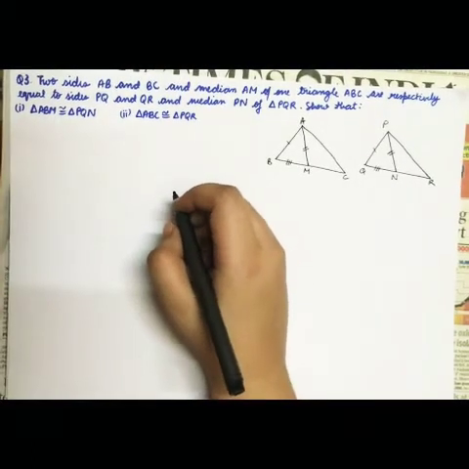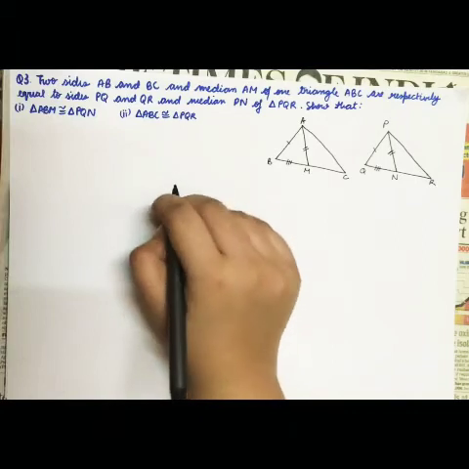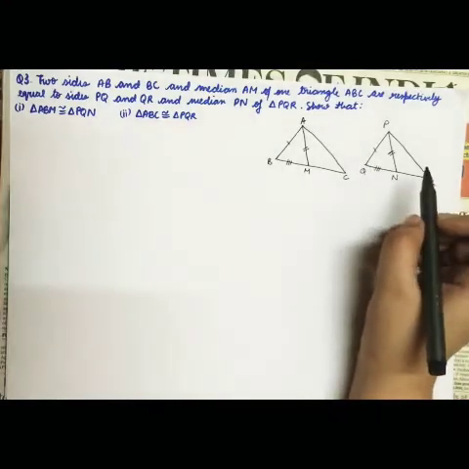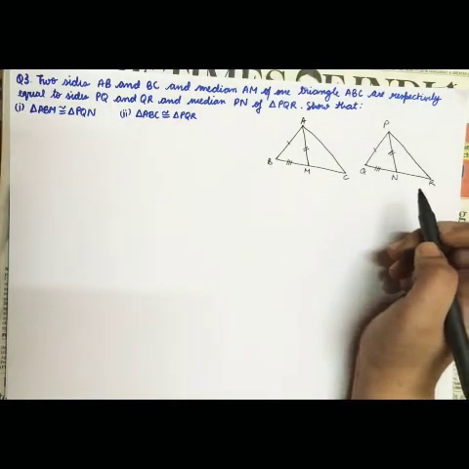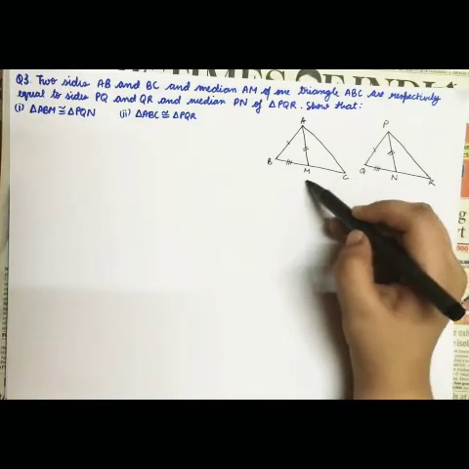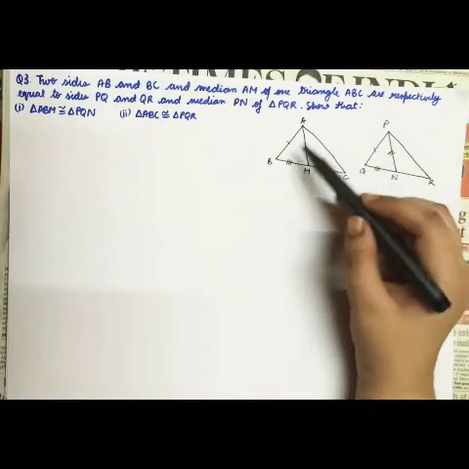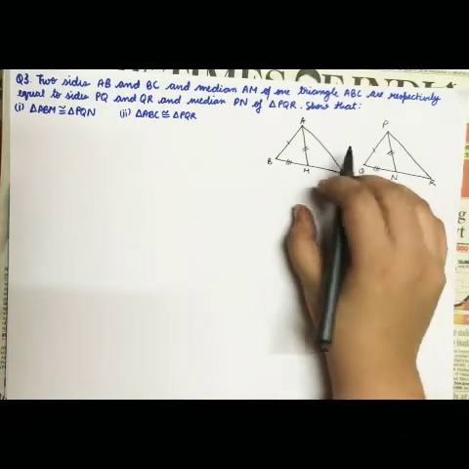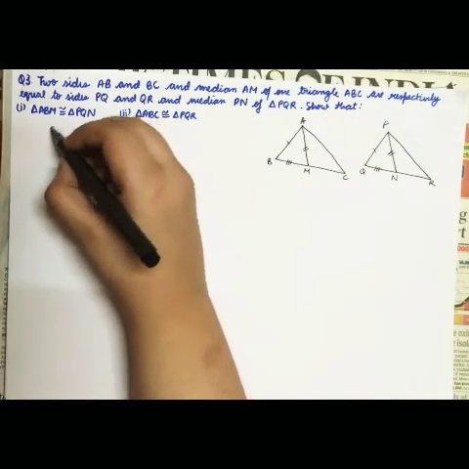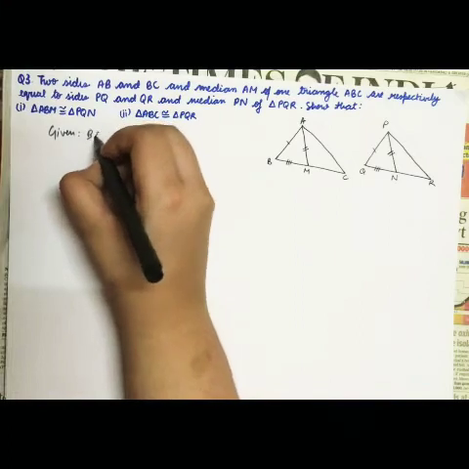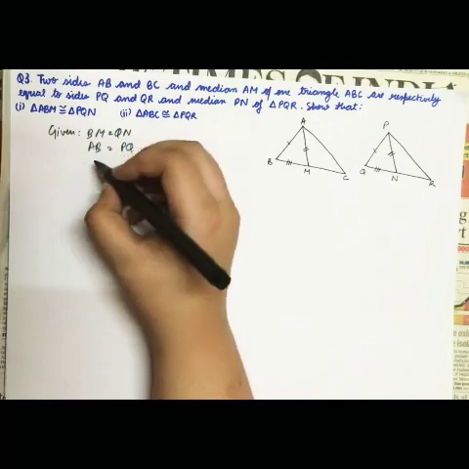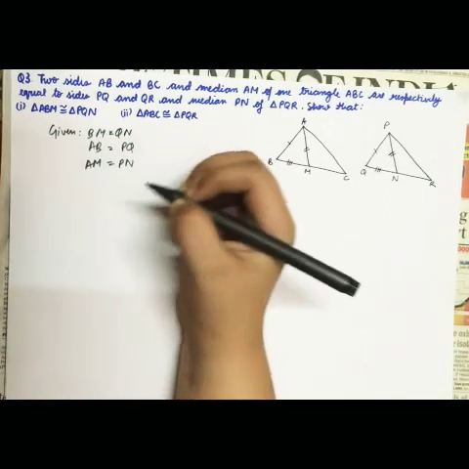Now question number 3. Two sides AB and BC and median AM of one triangle ABC are respectively equal to sides PQ, QR and median PN of triangle PQR. We have to show that triangles ABM and PQN are congruent and triangles ABC and PQR are congruent. So with this we will start with, in this we are given that BM is equal to QN, AB is equal to PQ and AM is equal to PN.